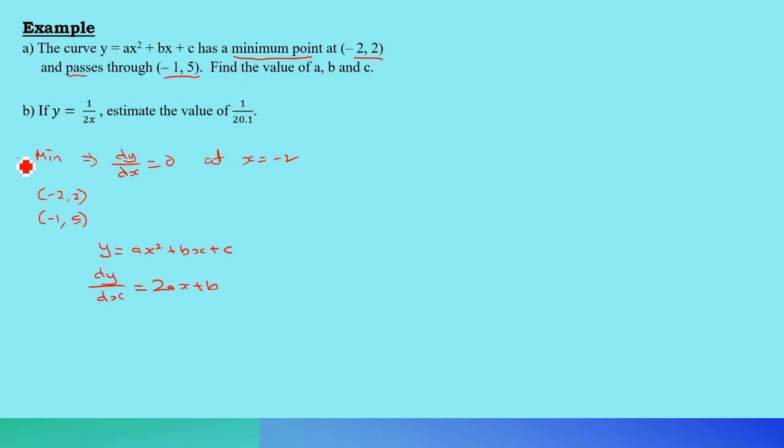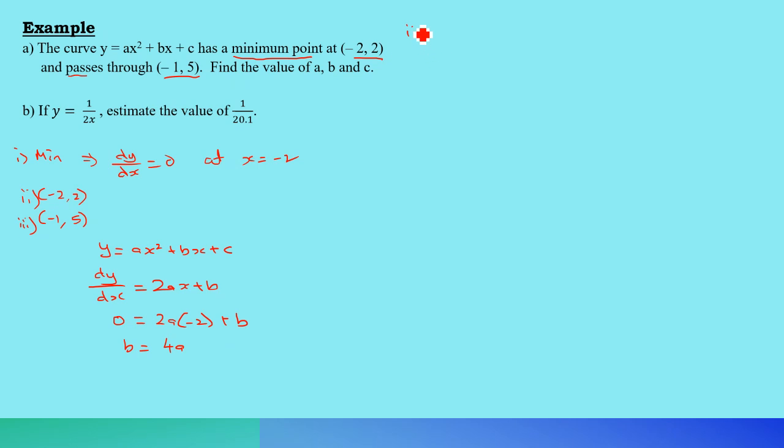Okay, using this is the first condition, second condition, and third condition. Since it involves dy/dx, we are using the first condition. So we say that this will equal 0 at the point x is -2. So 0 equals 2a times negative 2 plus b. So what you get is b equals 4a. We can't solve it, not enough information. So now use the second condition.